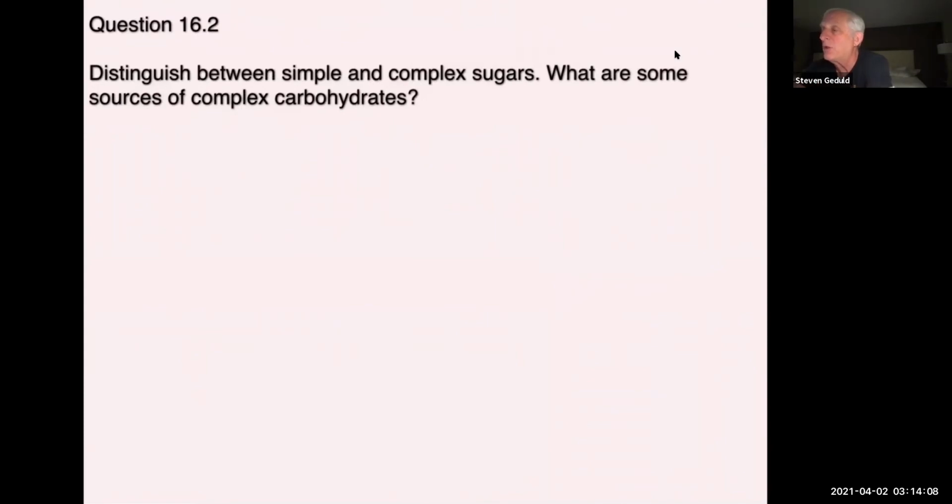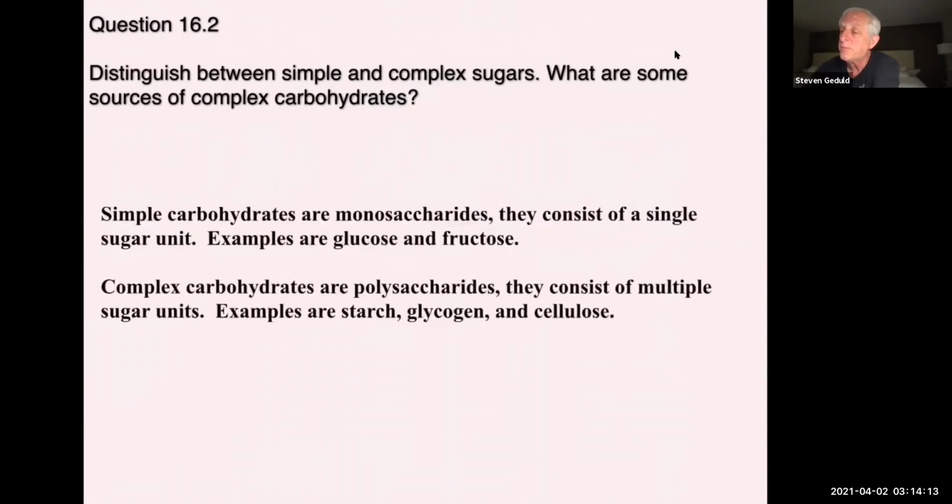Distinguish between simple and complex sugars. What are some sources of complex carbohydrates? Simple carbohydrates are monosaccharides. They're one unit, consisting of a single sugar unit. Glucose and fructose are examples. Complex carbohydrates are polysaccharides, more than one saccharide unit. They're links of different units together, consisting of multiple sugar units. Examples are starch, glycogen, and cellulose.